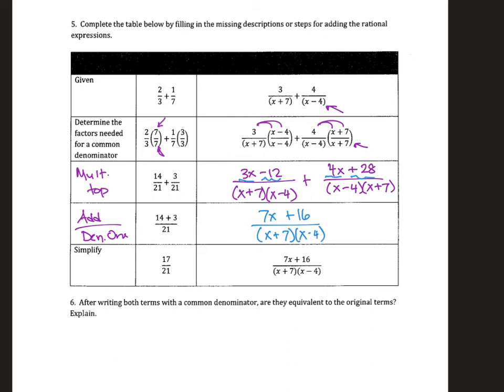And it doesn't matter which order those factors are in. You could certainly go through and multiply and distribute those, but you do not need to. One reason that it might be helpful to leave it in the factored form is in the event that the numerator could be factored, you might find that something cancels out. But in this case, 7x plus 16 doesn't factor. They don't have any common factors to pull out. So that is our final answer.